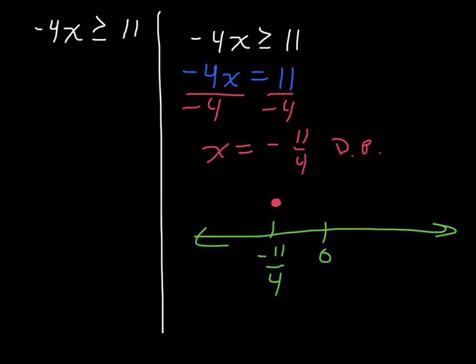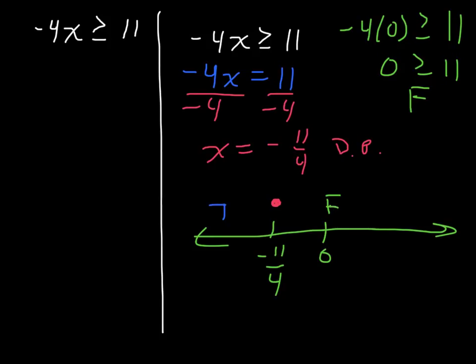And now my next step is I need to find which side is true. So again, I'm going to test 0. So I come up here and I put -4 times 0 is greater than or equal to 11. 0 is greater than or equal to 11. That, of course, is false. That is not true. So again, 0 was false. Remember, 0 is not always false, but in this case it was. That means this side is true, and my line goes towards the true side.